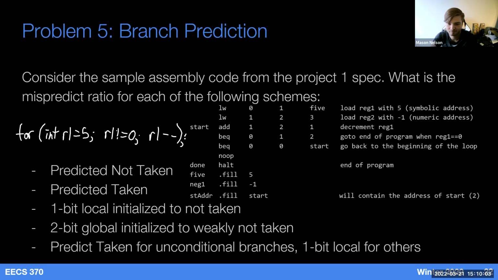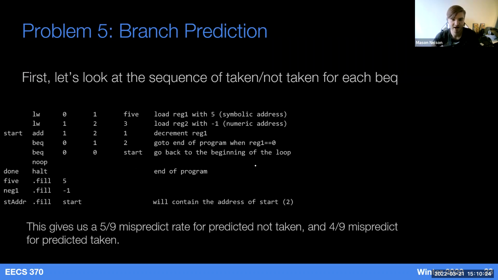And we're going to look primarily at the two BEQs that we have to control this loop. One does the condition check, and one does the looping back up to the top. And we'll see how our different predictors can handle each of them. So before we start, I do want to look at this assembly code, and I want to look at our actual sequences of what's taken and not taken before we see what our predictors are.